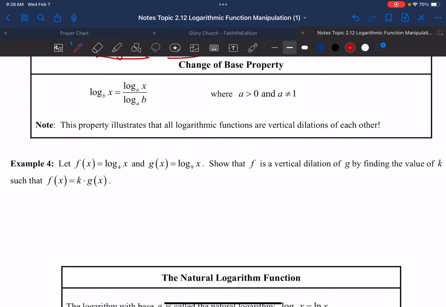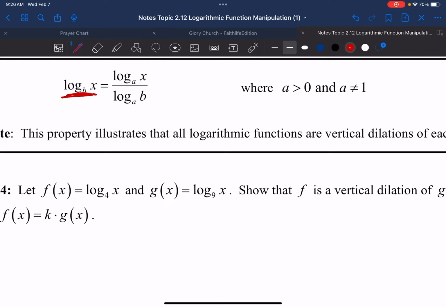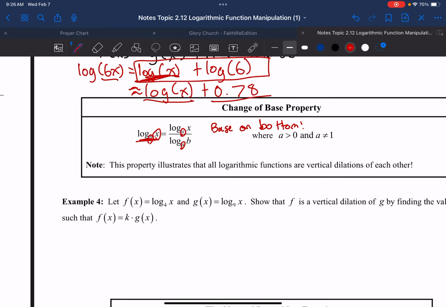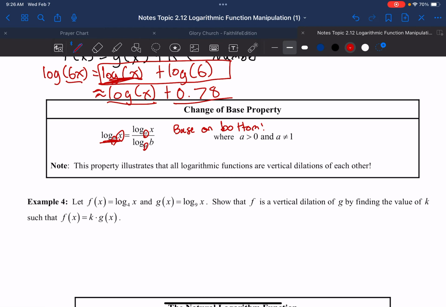When we are doing the change of base property, this states that for any log like this, I can rewrite the log with any base as long as I have it matching. And then when the base matches, I can rewrite it as the argument on top and the base on bottom. The way I would remember this is base on bottom. The base goes on bottom. So I can rewrite it in any way as long as I write it with base on bottom. So we can use that.